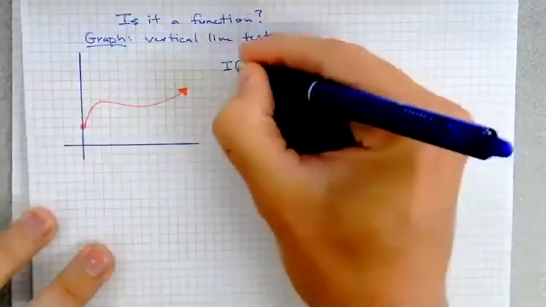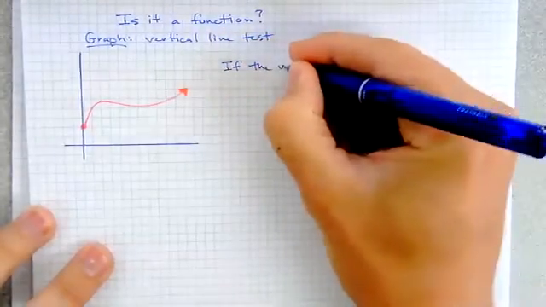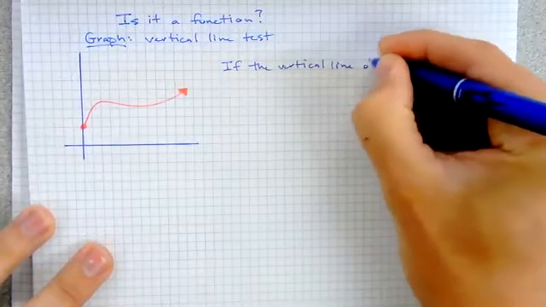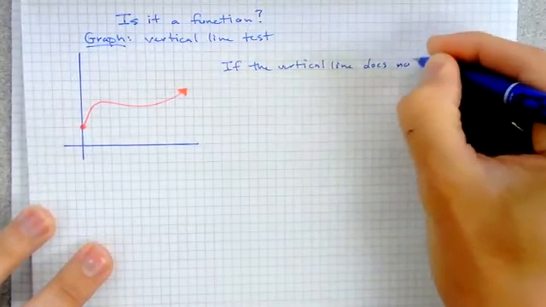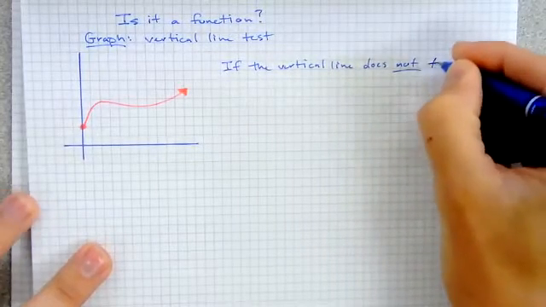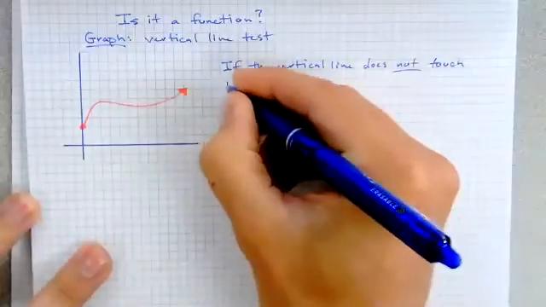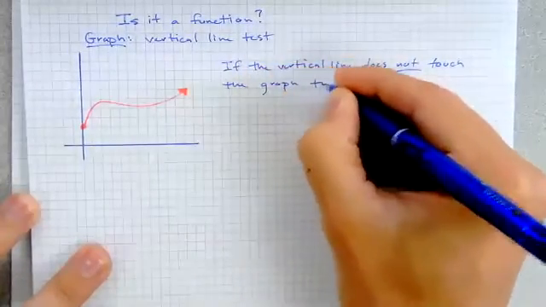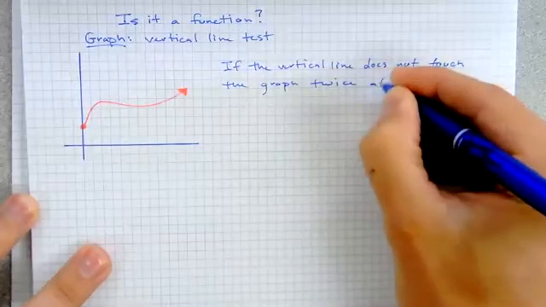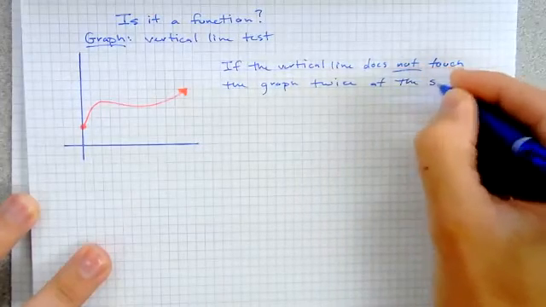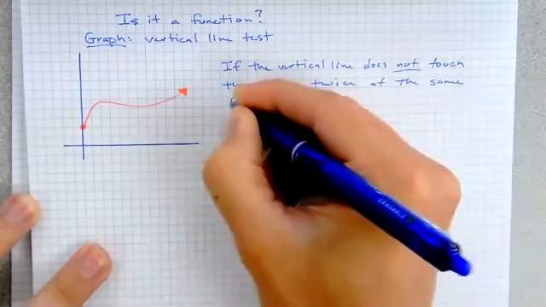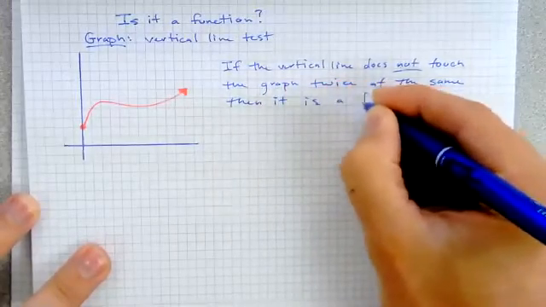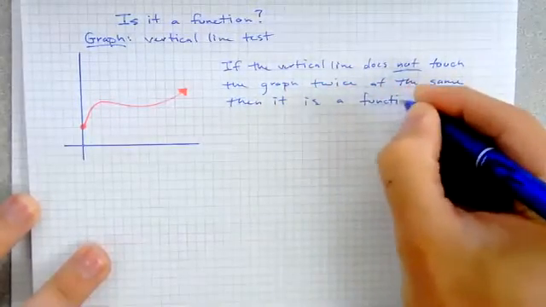So if the vertical line does not touch the graph twice at the same time, then it is a function.